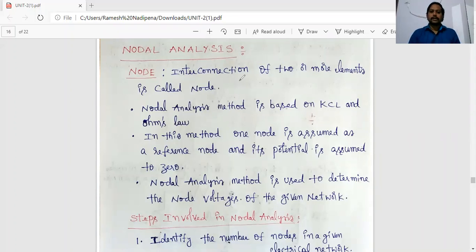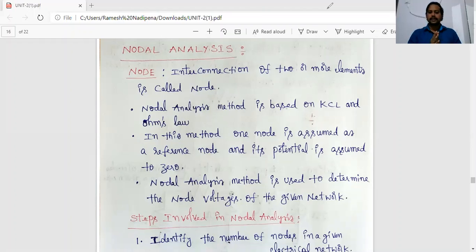In this video, we are going to discuss nodal analysis. The main objective of nodal analysis is to determine the node voltages at various nodes of an electrical network. This method is based on Kirchhoff's current law and Ohm's law. Again, I repeat, this method is based on Kirchhoff's current law and Ohm's law.